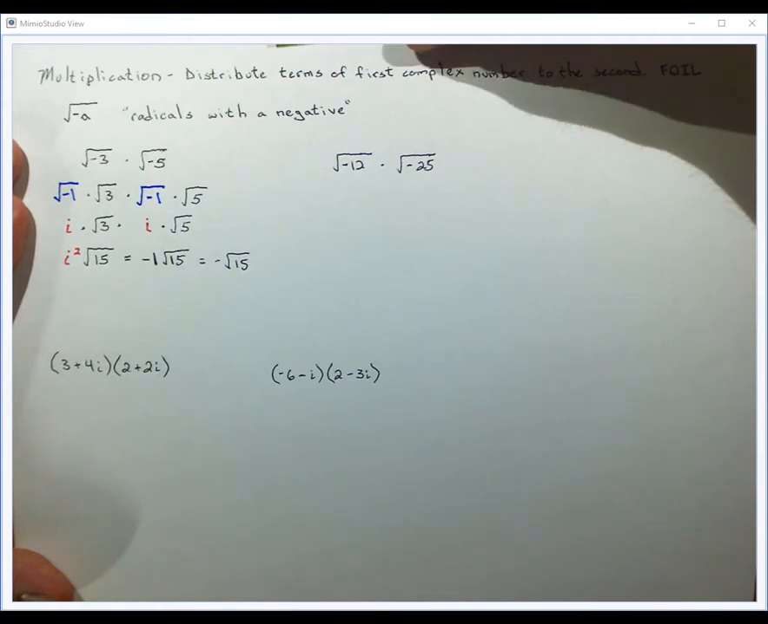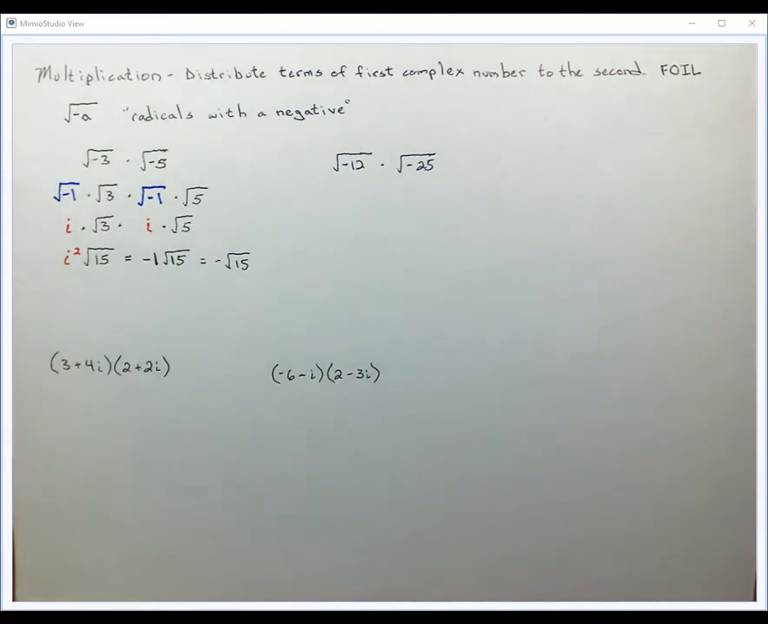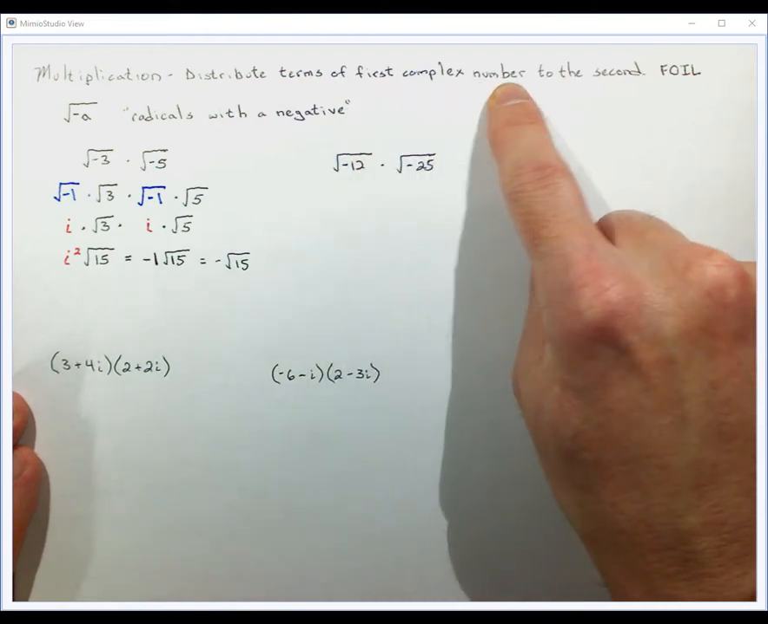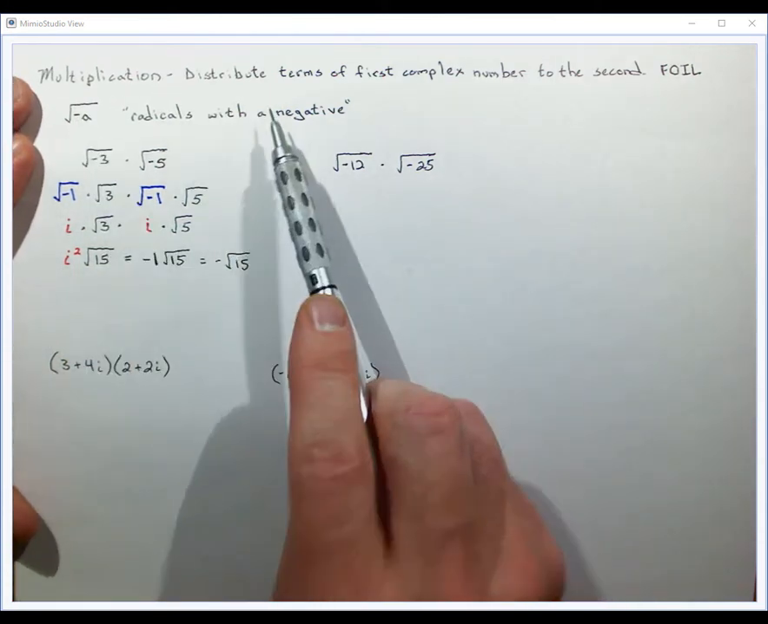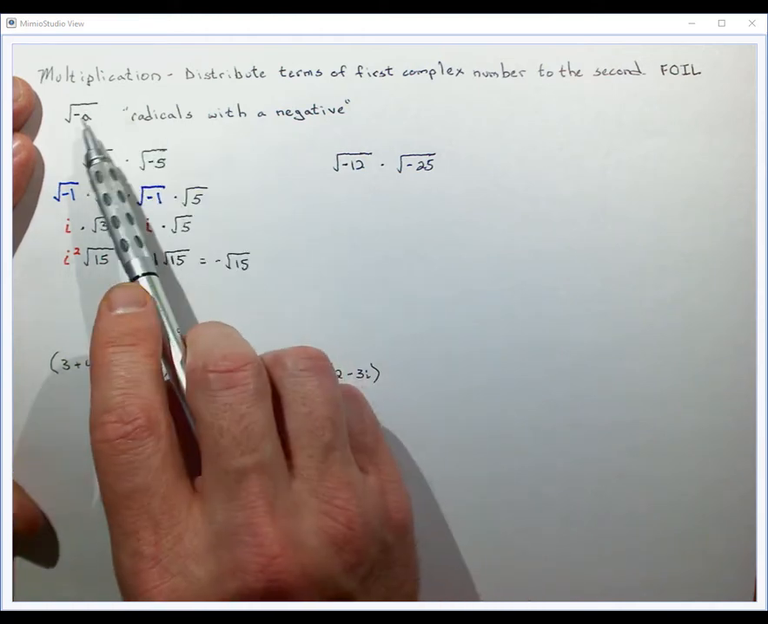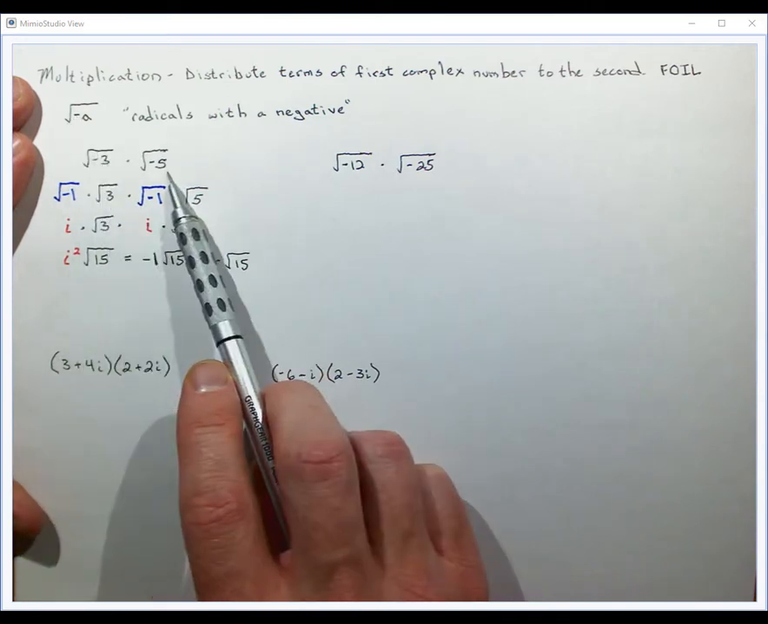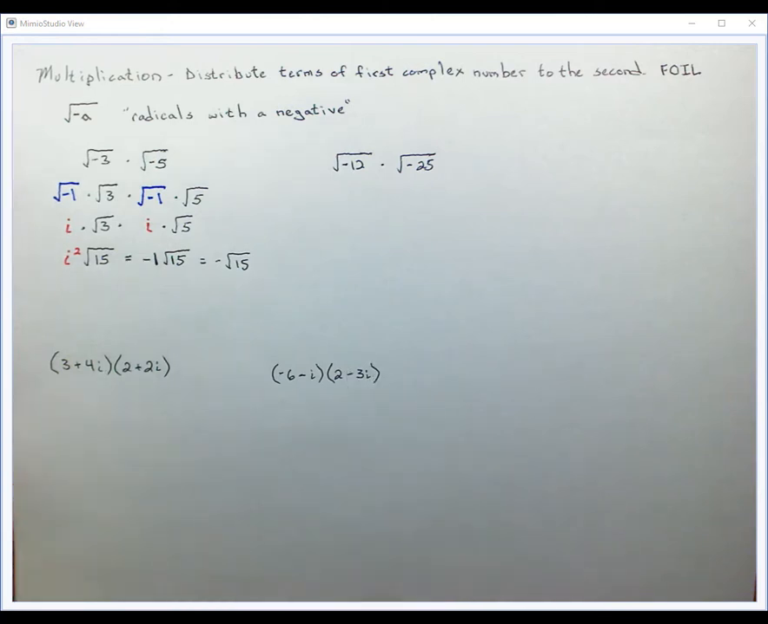Okay, now most of y'all from intermediate algebra should have already talked about how to FOIL. FOIL is nothing more than distributing terms of the first complex number into the second. That's all that FOIL is. We'll start off with working some simple problems though, in looking at whenever I have a negative sign inside of a radical. Okay, talk about multiplication this way, and then we'll get to our complex numbers.